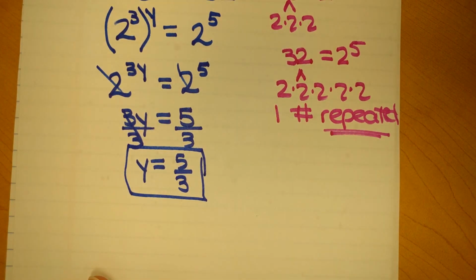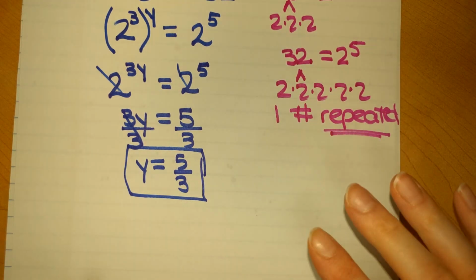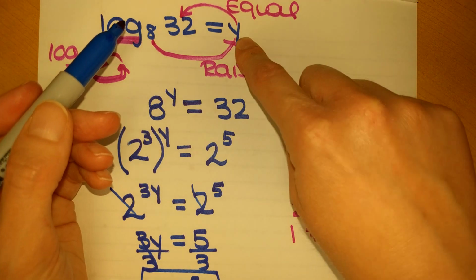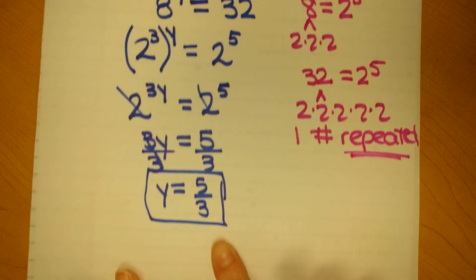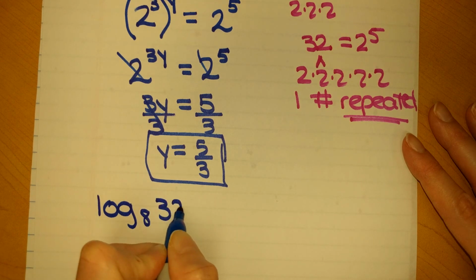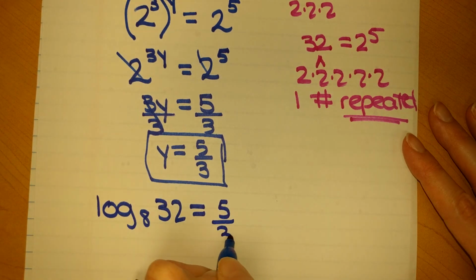So remember that at the very beginning of this problem, before we encounter this exponential equation, we had log base 8 of 32 is equal to y. We just found that y was equal to 5 thirds. So that's telling us that log base 8 of 32 is equal to 5 thirds.